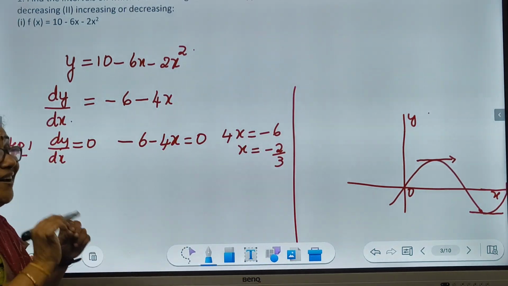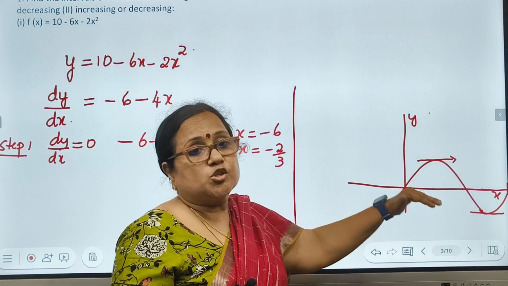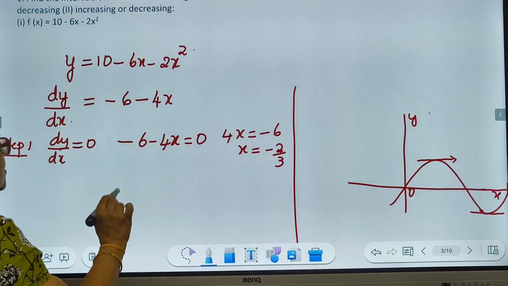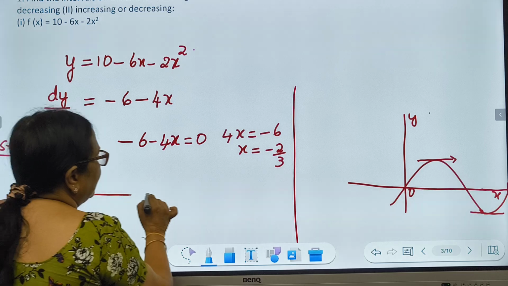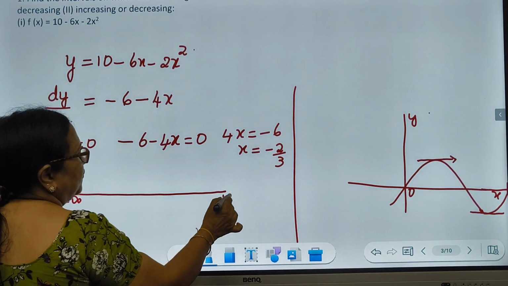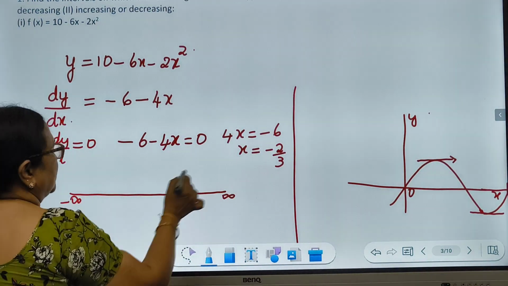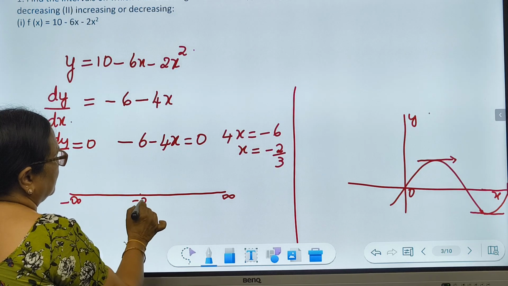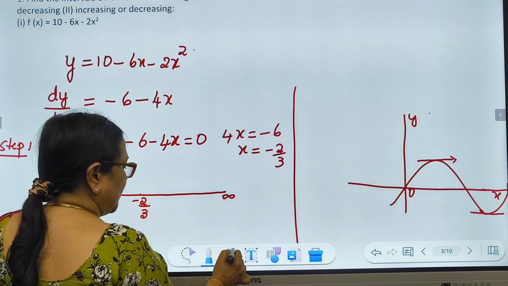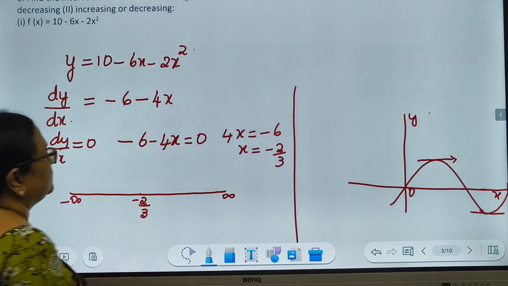This means there's only one value, x = -2/3, where the tangent to the curve is going to be parallel to the x-axis, or where the slope of the tangent is 0. So if I take the entire real line, minus infinity to infinity, the change of direction can only happen at x = -2/3. Change of direction means changing from increasing to decreasing or decreasing to increasing.